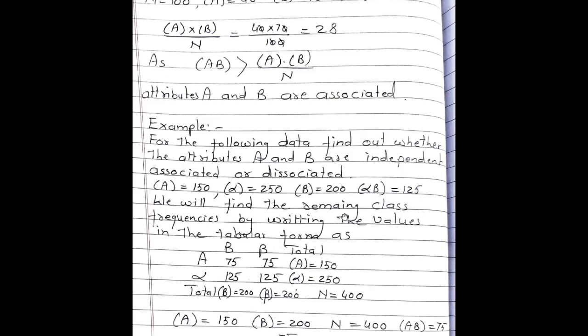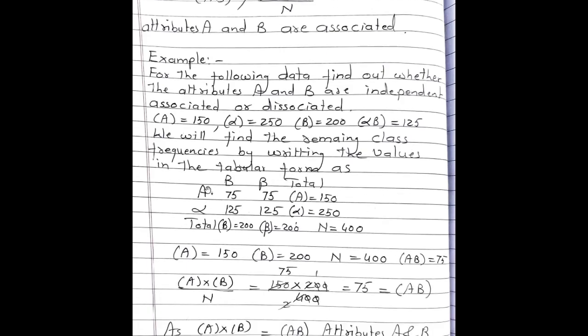So we will find the remaining class frequencies by writing the values in the tabular form as A alpha total, B beta total. So they have given us frequency of A is equal to 150. Frequency of alpha is also given as 250. So 150 plus 250 will give us the value of N. So N value is nothing but 400. Frequency of B is 200 given to us. So beta can be calculated as 400 minus 200, which will give you 200.